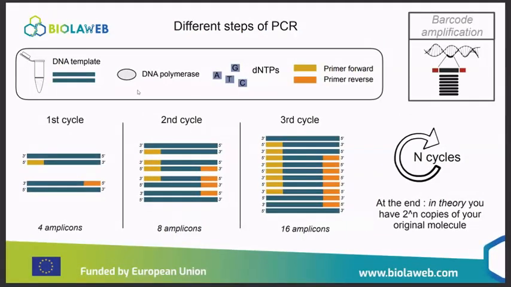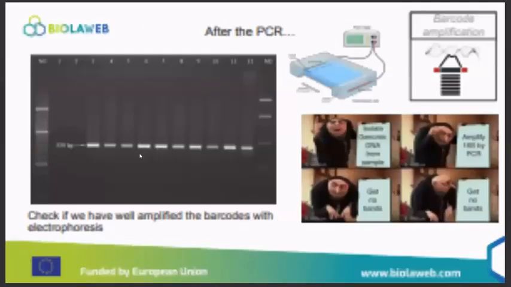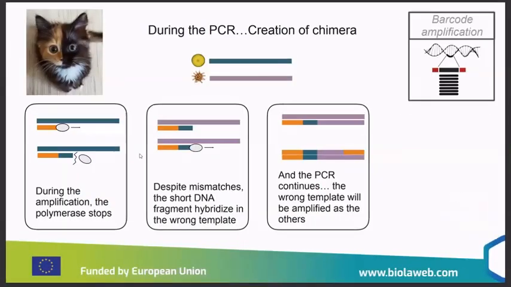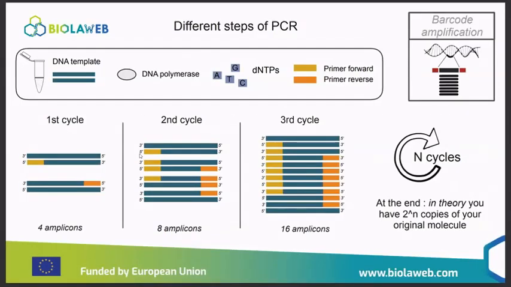For instance, if you don't have any band at the end, it might be for many reasons. It might be because you forgot to put DNA polymerase. So if you put a positive control, you will be sure you did everything well, and if your other samples don't work, it's maybe because of the sample itself.